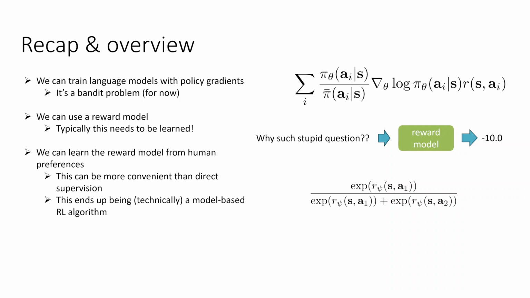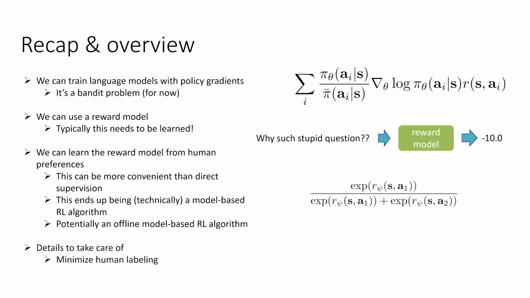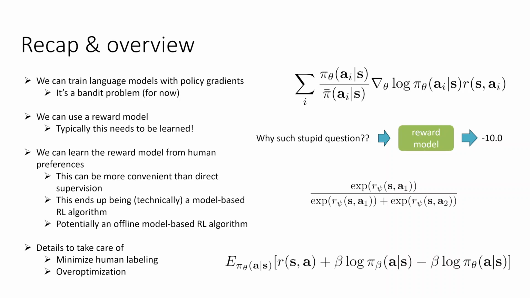Now, all of this technically ends up being a model-based RL algorithm because we train the reward as essentially a model, and then we optimize for many RL steps against that model. It could potentially be an offline model-based RL algorithm if we actually don't get additional samples from a policy and send them out for more labeling. There are details to take care of, such as minimizing human labeling and over-optimization, and we should use a large reward model that is very powerful so that it can handle that setting. And the way that we address over-optimization is typically by adding this little KL divergence penalty to ensure that the policy doesn't deviate too much from the supervised trained model.